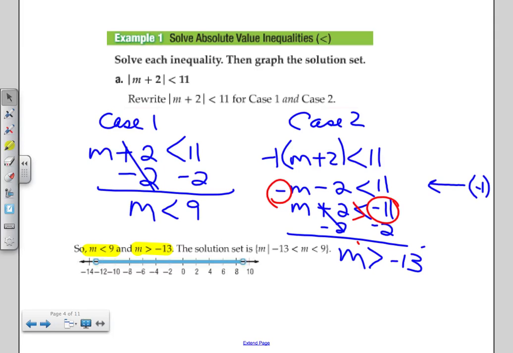And you would write that as the solution set: m such that -13 is less than m and m is less than 9. And this is what it graphs like. Okay, so it's all the numbers between negative 13 right here and positive 9. It does not include those numbers, but it's the numbers in between there.